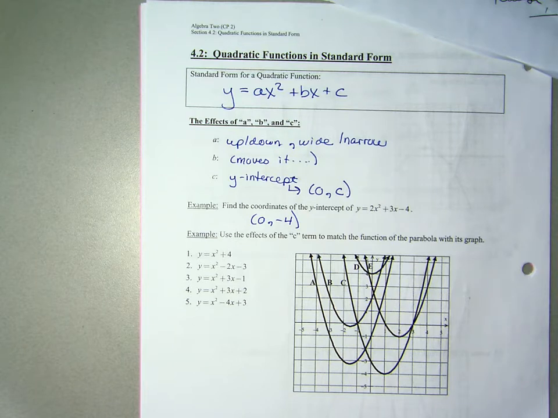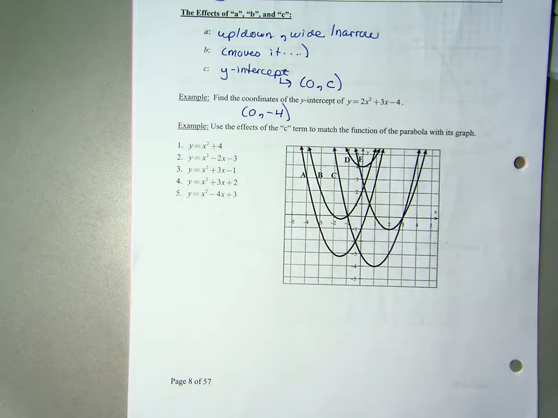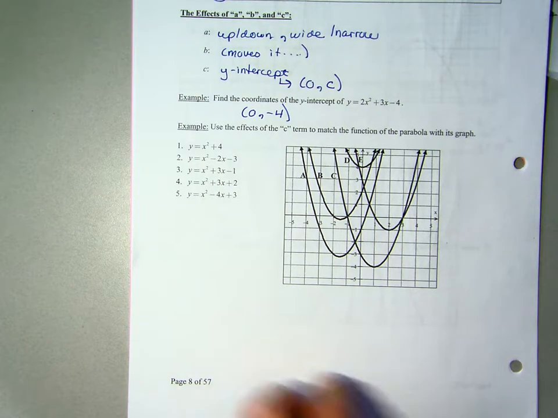What I would like you to do right now, on the bottom of the page, you have 5 formulas for parabolas. I would like you to use the c value to determine which parabola matches with which formula, which really means we're just using y-intercept ideas. See what you can do. This should not take super long.